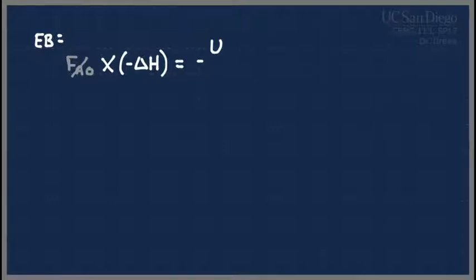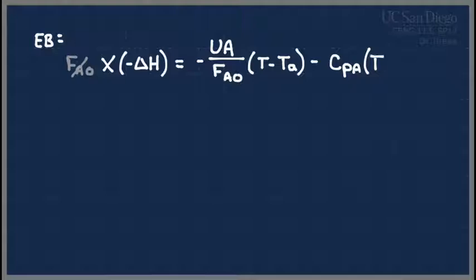So over here, you'd have minus UA over FA naught, T minus TA, minus, actually the FA naught goes away because that one cancels, CPA times T minus T0. This was the 0 that I had messed up last time. So if you look a little higher in your notes, you would see that.